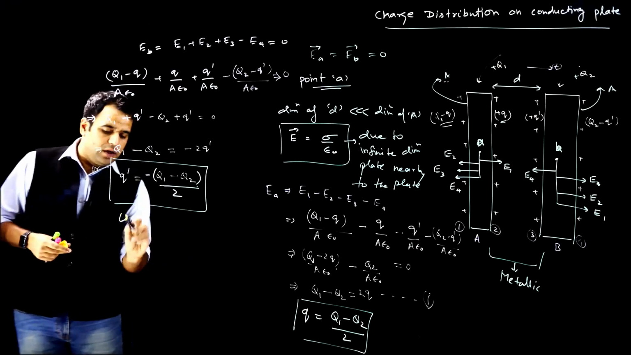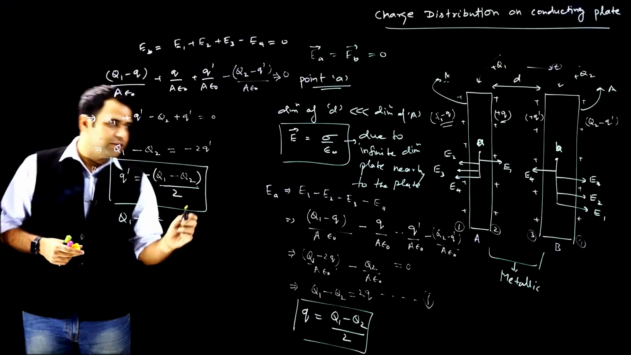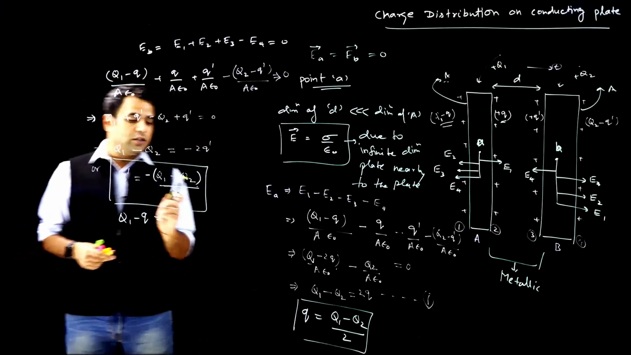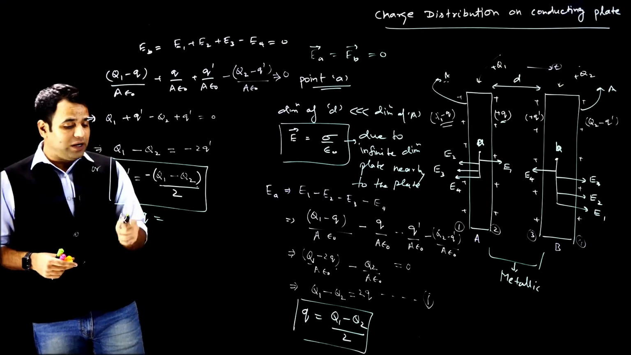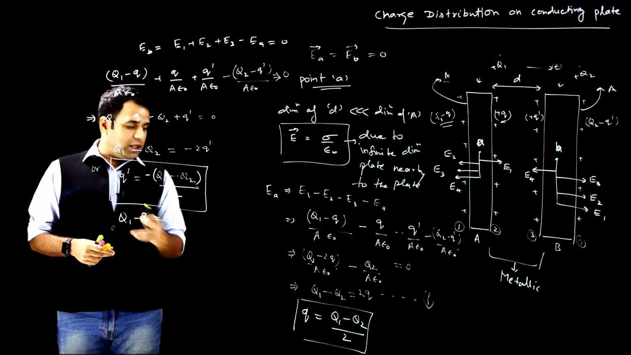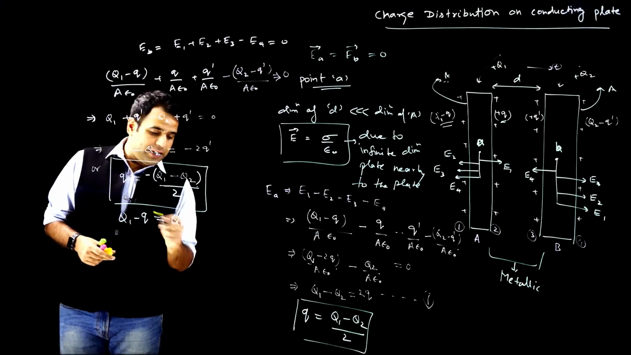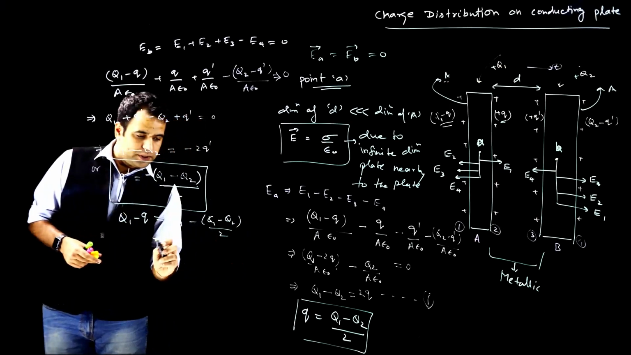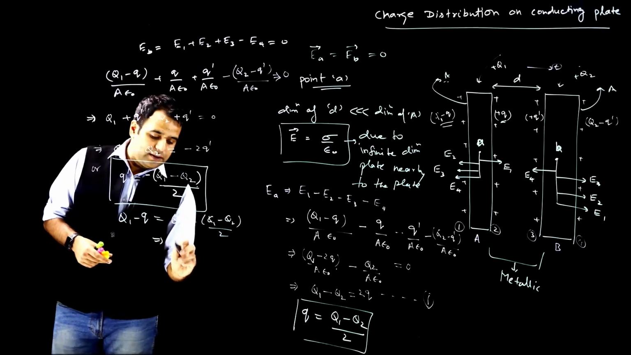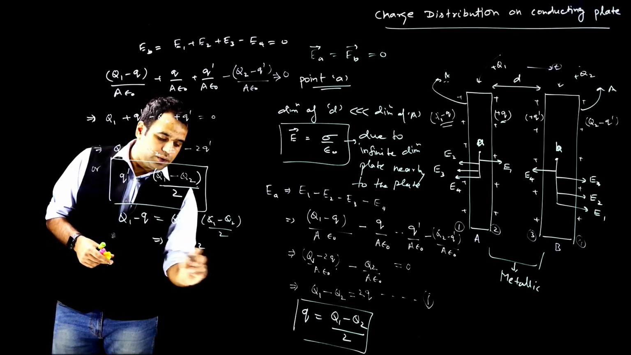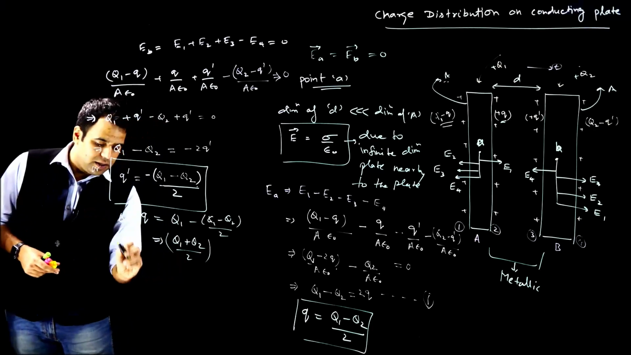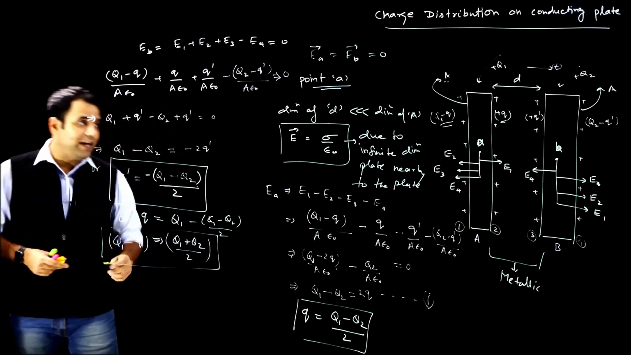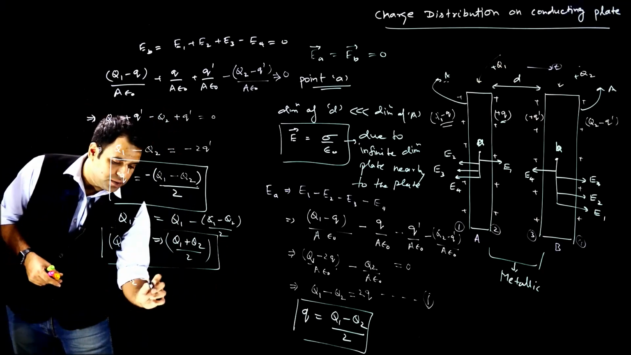Let's get the value of Q1 minus small q also, because this is the charge on plate 1. So now I've got the charge on plate 2 and plate 3. Now let's calculate the charge on plate 1, which is Q1 minus q. In place of small q, you will be writing Q1 minus Q2 upon 2. If you do that, the value you will get is Q1 plus Q2 by 2. So that is your charge on plate 1. Now let's calculate the charge on plate 4 as well, which is Q2 minus q dash.